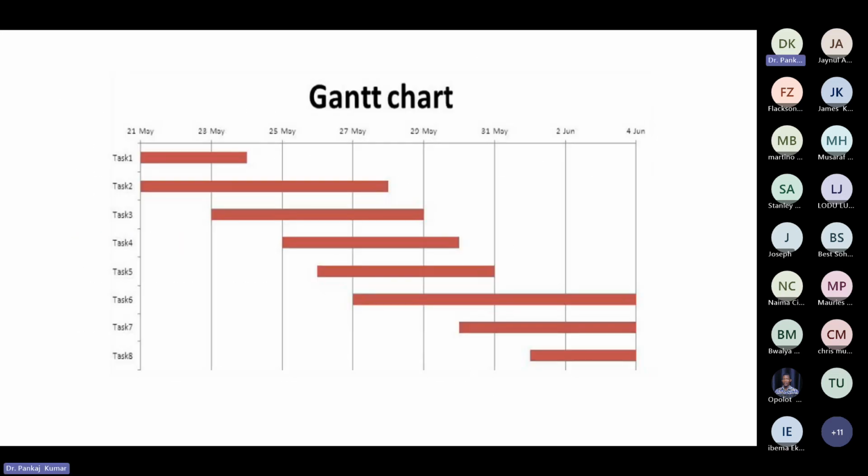So this is the Gantt chart. Is it visible now? Is it visible to you? Gantt chart, how it is operating? Sir, it's uploading, sir. Okay, right now it's okay, sir. Right now, you can see the Gantt chart.